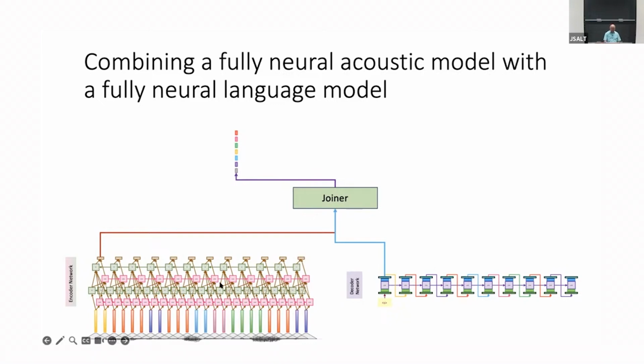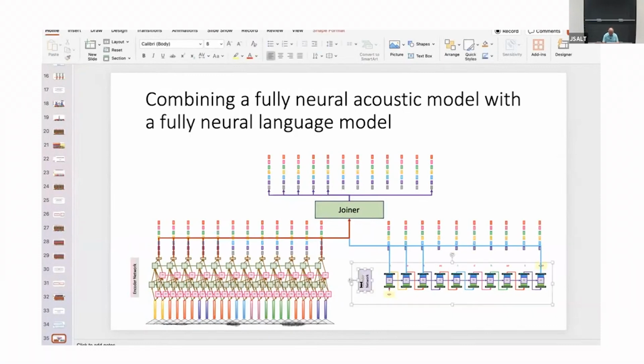By the way, this thing is still called the encoder, and this is no longer called the decoder, it's called the predictor. Let me do one more real-time change in slide. Okay, predictor network, there we go.